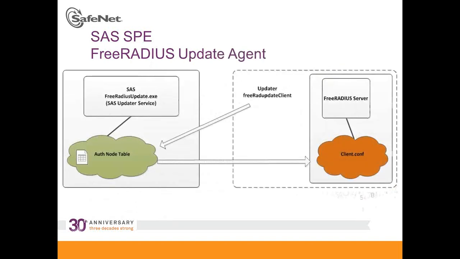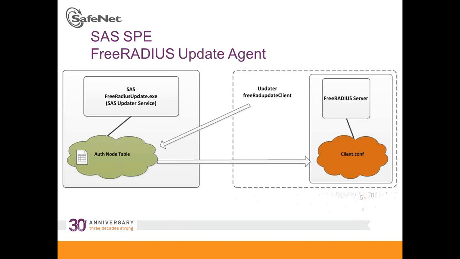When we take a look at the updater agent, again, this is an agent that allows us to add auth nodes in SAS and have them be automatically populated into the clients.conf file without the need to restart the Radius server. Like I mentioned in the SAS PCE modules, when you use NPS, anytime you would add an auth node, you would need to restart NPS.